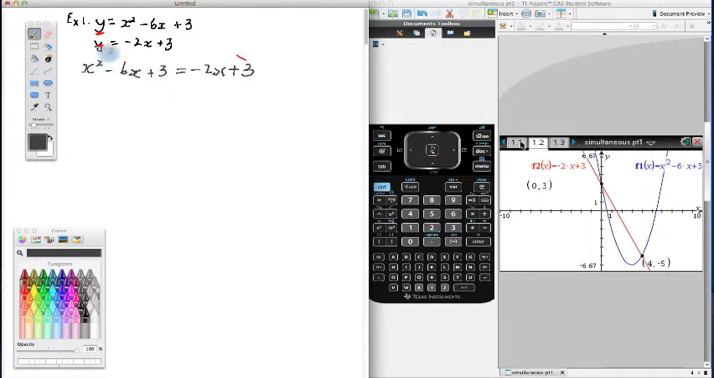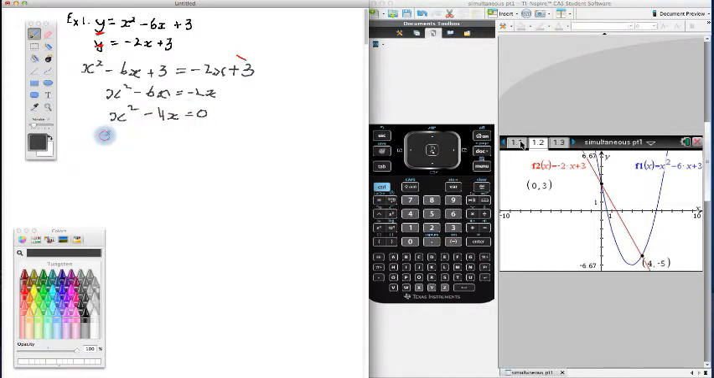Okay, so we can take away 3 from both sides. So if we take away 3 from both sides, we've got x squared minus 6x equals minus 2x. Now if we add 2x to both sides, you get x squared minus 4x equals 0. Okay, so we've got to find for which values of x this is true.